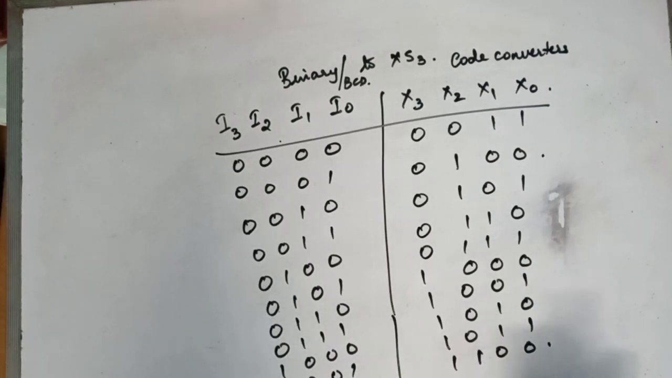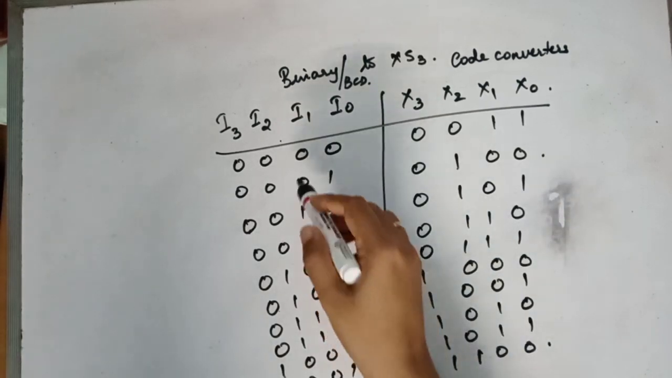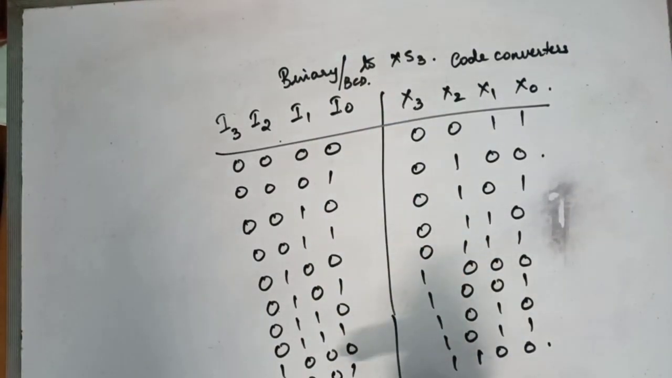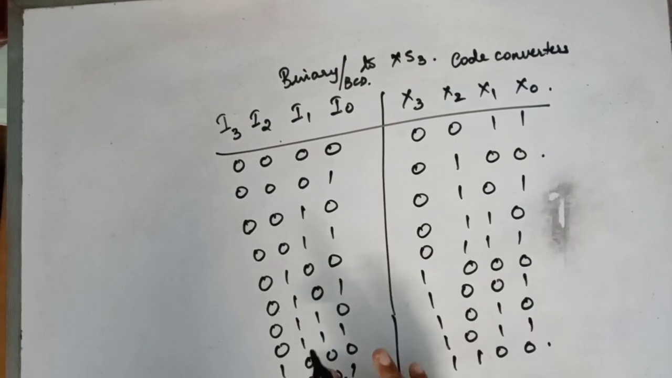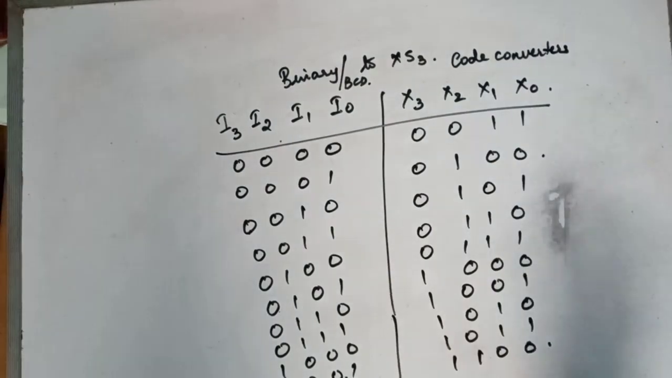So you have to stop here. So that's why I told that this can be taken as either binary or BCD. This can be BCD or binary. Either way it's the same thing. Input and output is XS3.